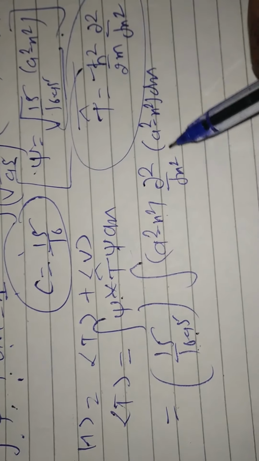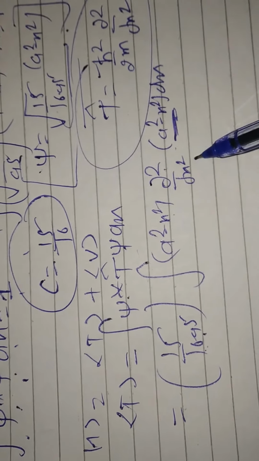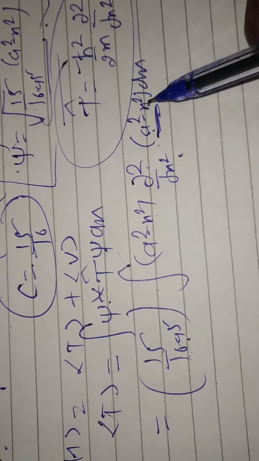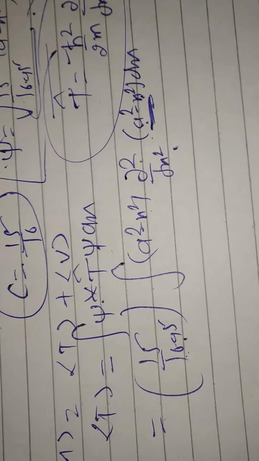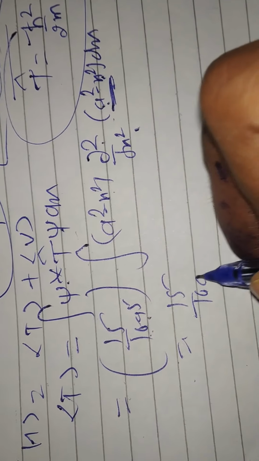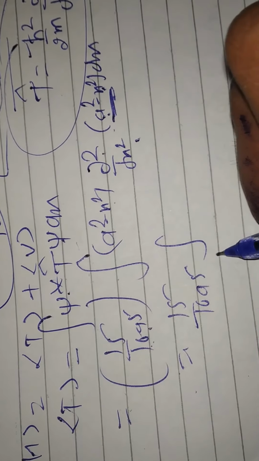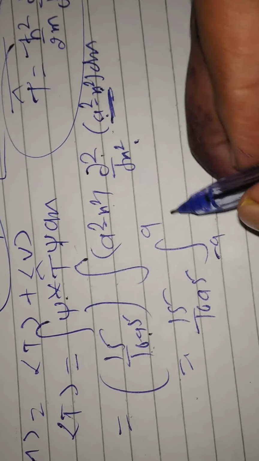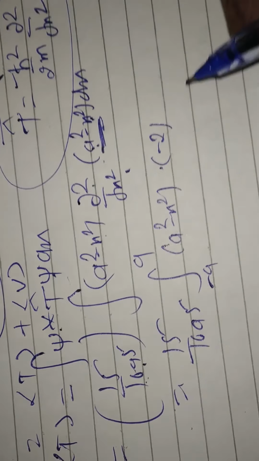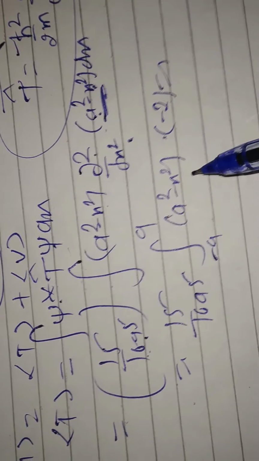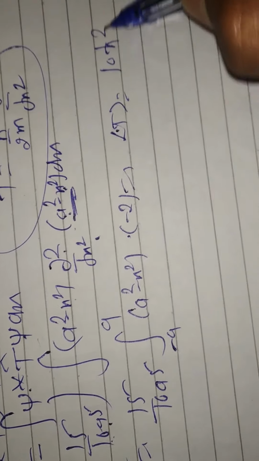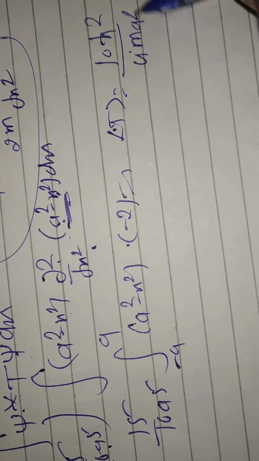Now del 2 by del x square of a square minus x square dx. We need to differentiate this term twice: because a square is a constant, that will be 0, and the double differentiation of x square will be 2x into 2, so only a 2 remains. Now after solving, 15 upon 16 a^5, with limits minus a to a, which is given in the question, a square minus x square times minus 2. After integrating you will get the value of T as 5 h cross square upon 4 m a square.